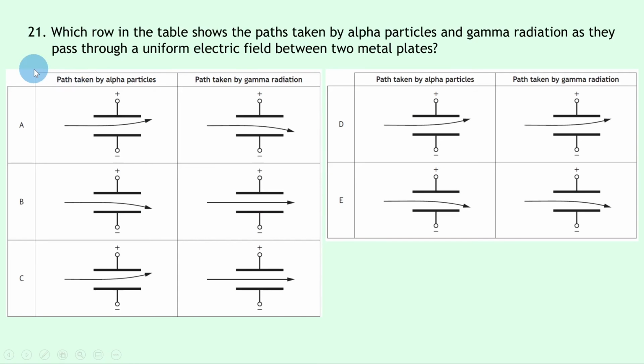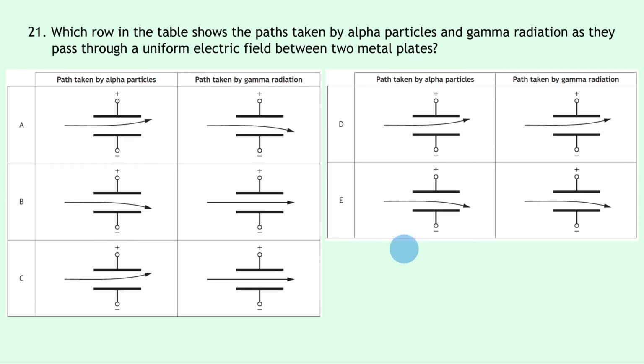Moving on to question 21, it says which row in the table shows the path taken by alpha particles and gamma radiation as they pass through a uniform electric field between two metal plates. We've got path taken by alpha particles in the left column, and then we've got path taken by gamma radiation in the right hand side column. So we've got positive plates on the top and negative plates on the bottom, and we need to think about the charge first of all on these two particles.